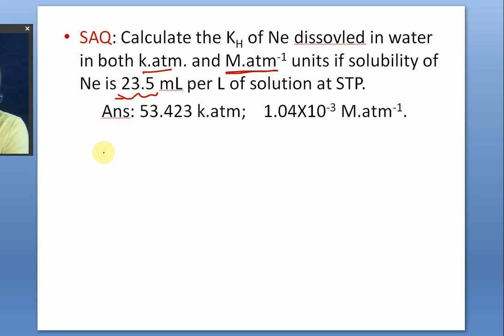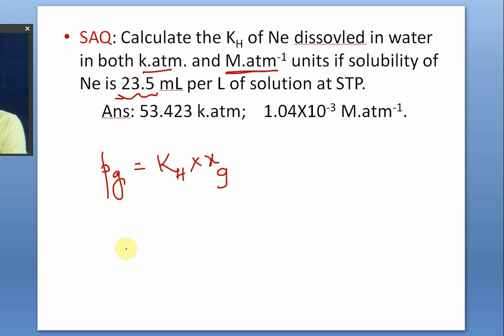If you write this equation, Pg is equal to KH into mole fraction, Xg. You first find out the mole fraction. If the number of moles you got by the gram molar volume concept, and 1000 milliliter of water is 55.55 moles, then you can find out the mole fraction: the moles of neon divided by moles of water, that is 55.5, plus the negligible quantity of neon moles, which you can neglect. So then you can find KH in kilo atmosphere.